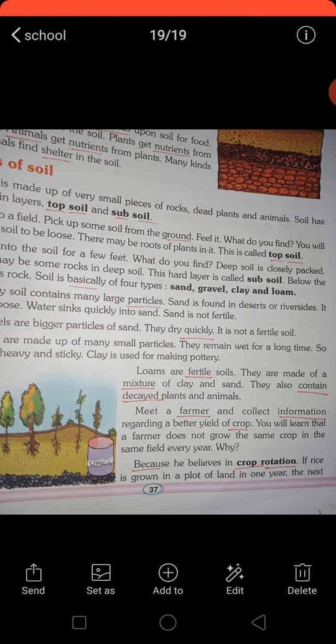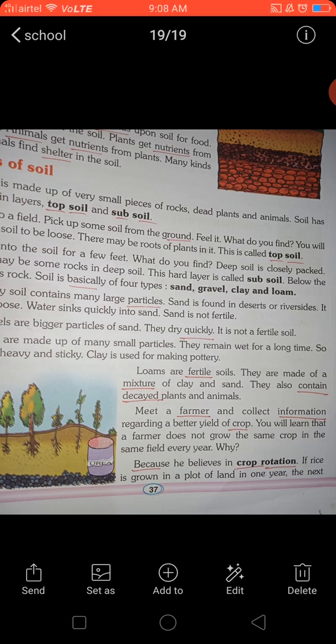Meet a farmer. Now you can go to the farmer and collect information regarding a better yield of crops. Got it? If you want to know how a crop grows, then meet a farmer. The farmer has very good information about soil. And from the farmer you will learn that the farmer doesn't grow the same crop in the same field every year because he believes in crop rotation.